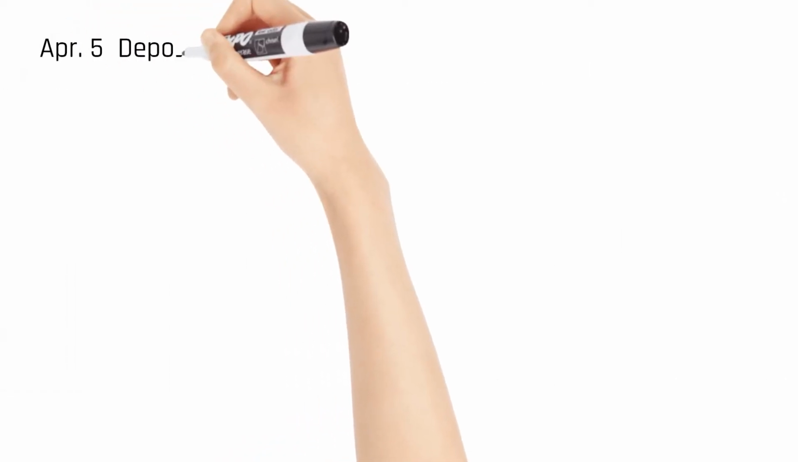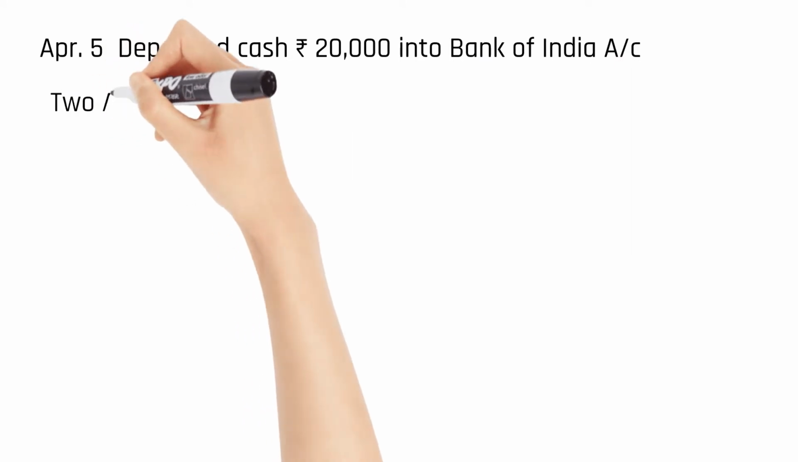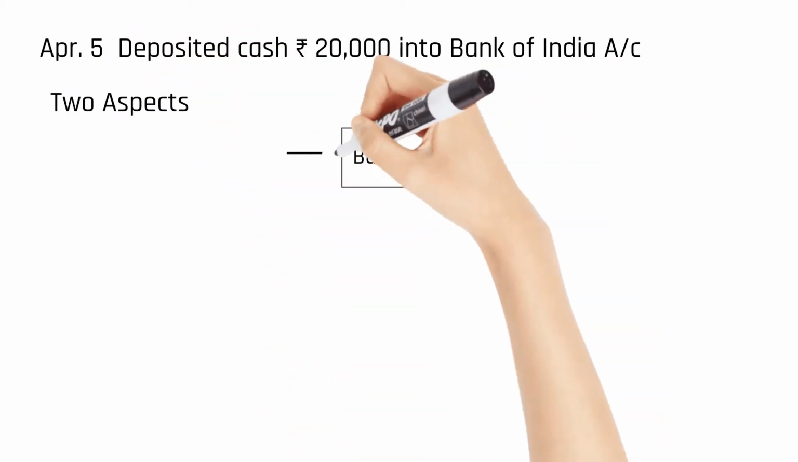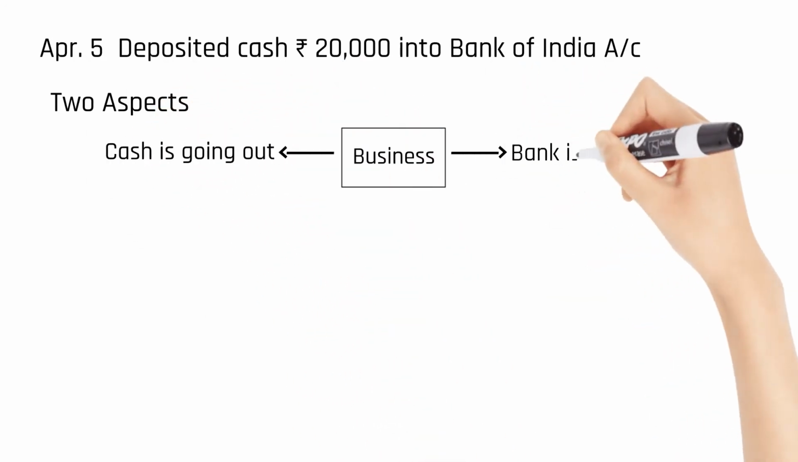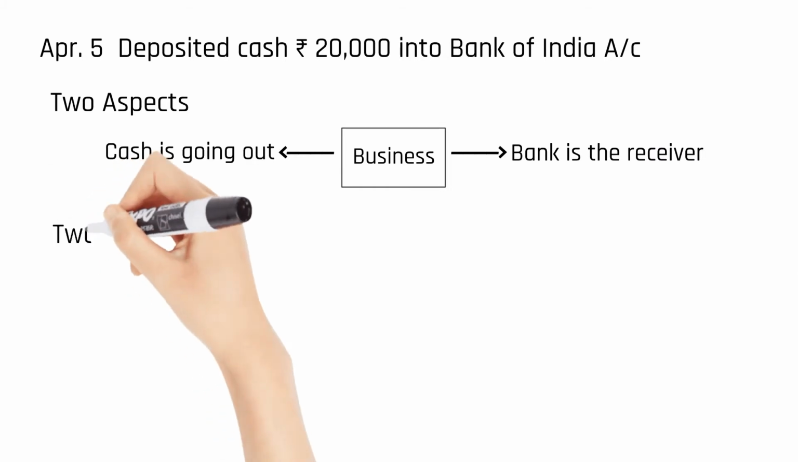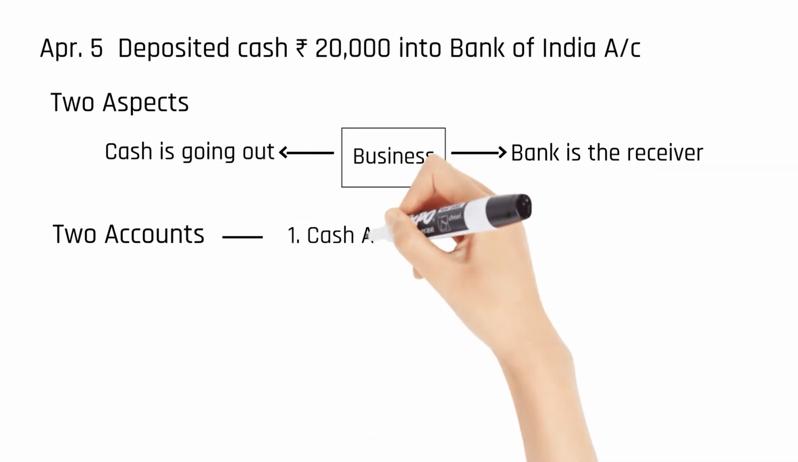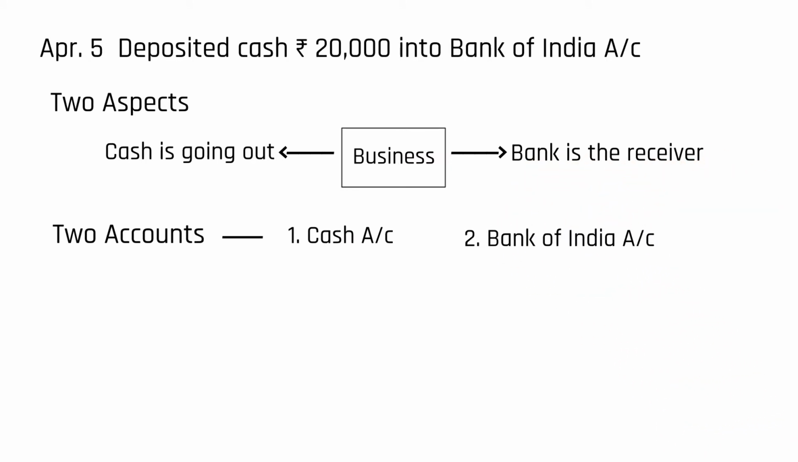On April 5, deposited cash 20,000 into Bank of India account. Here two aspects for business are cash is going out and bank is receiving the cash. So two affected accounts are cash account and Bank of India account. When the name of the bank is given, we write its name. So here Bank of India account.